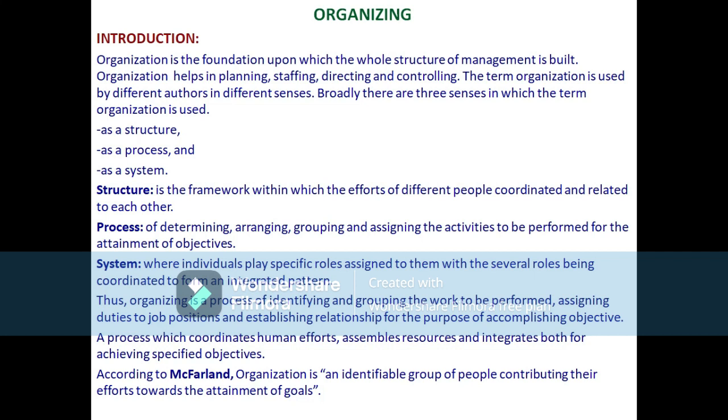Structure involves the roles and responsibilities, and the structure may be vertical or horizontal.